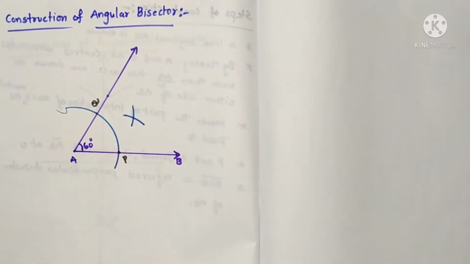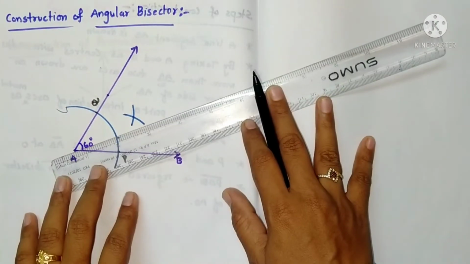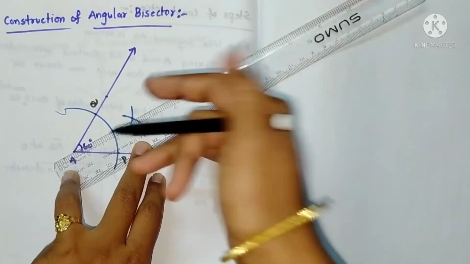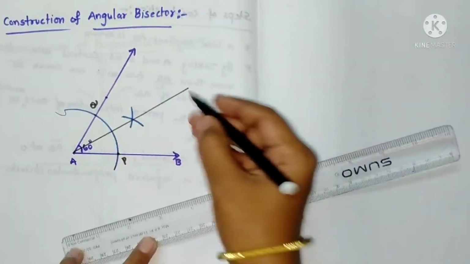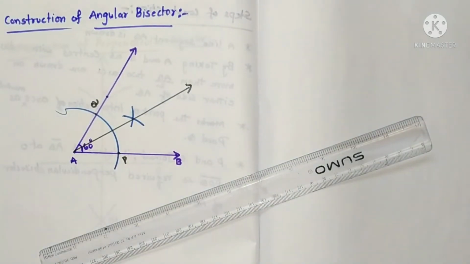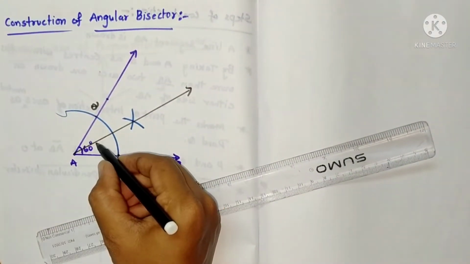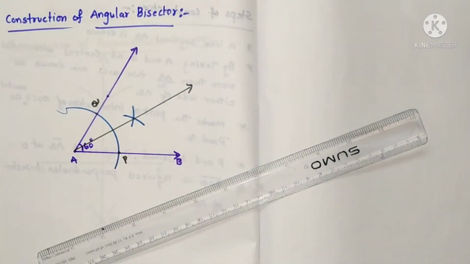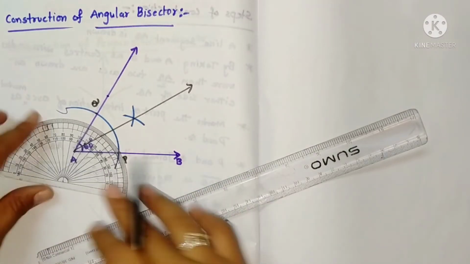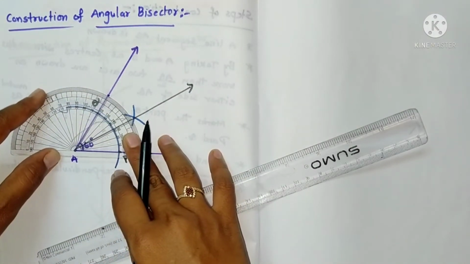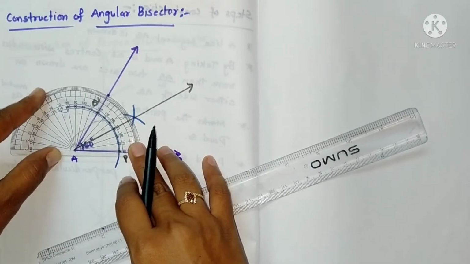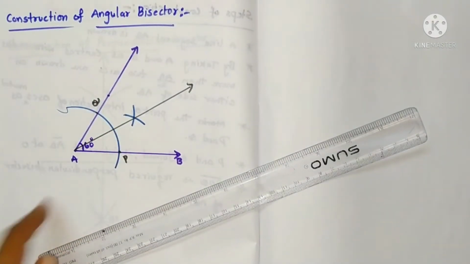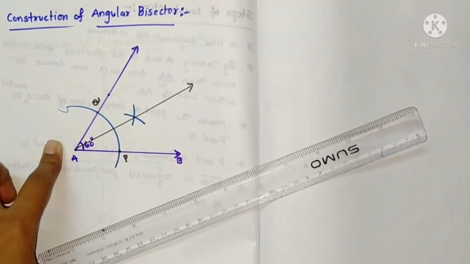Now, take the scale and draw a line through A and through this point of intersection. It's a ray, not a line. Now, this is the angular bisector. That means this is 30 and this is 30. Let's check with protractor. See, this is 30 and this is 30. So in this way, you can draw the angular bisector to the given angle.